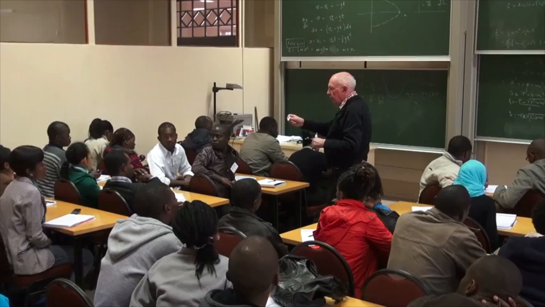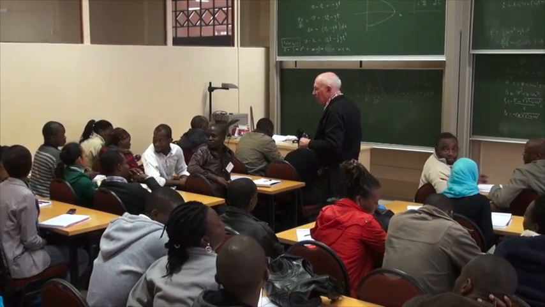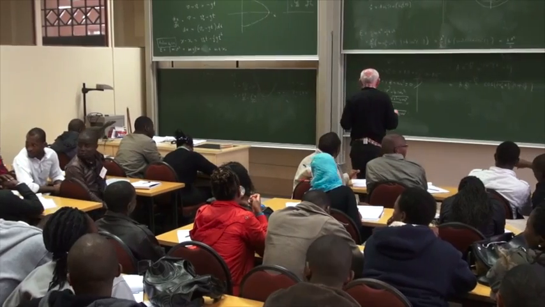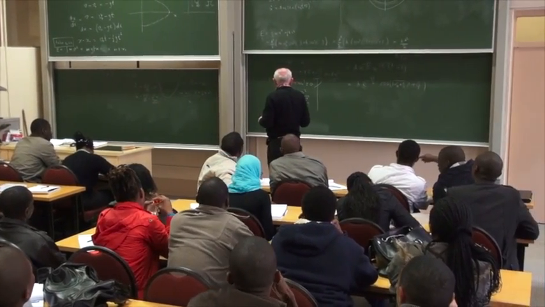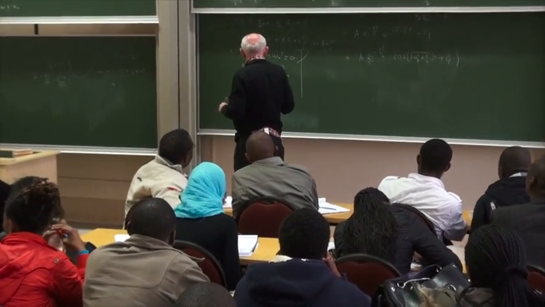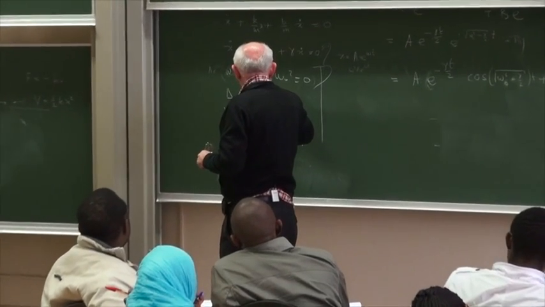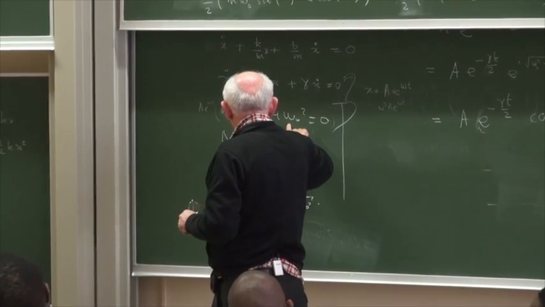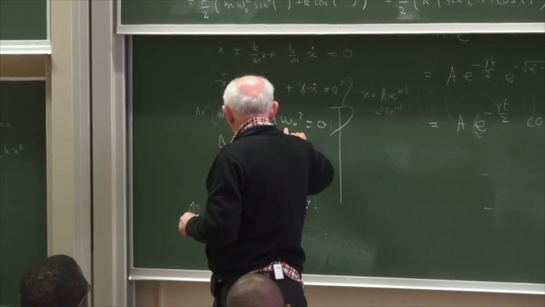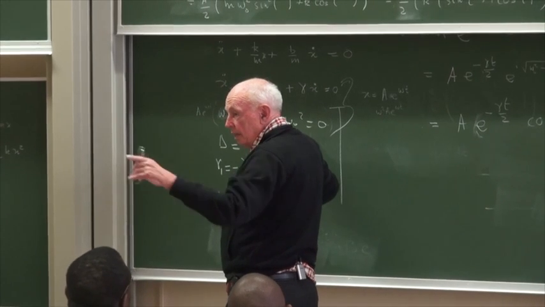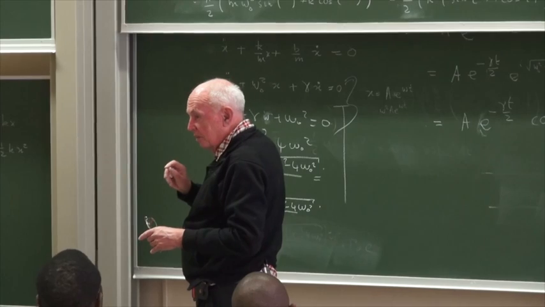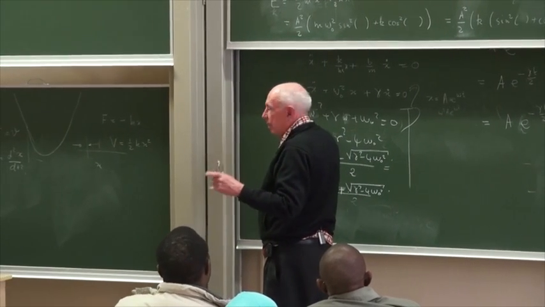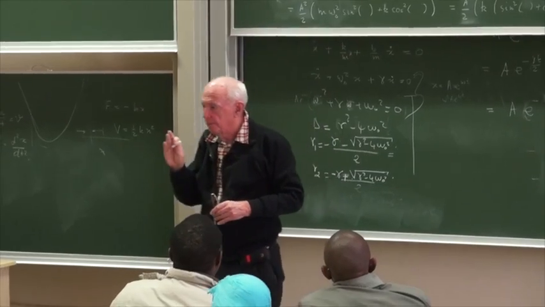Sorry, could you come here? Where is it? It's called minus omega squared plus. Here. Yeah, you're right. You did it well, but you did it too quickly. You see? Yeah, she's right. Because, no, you're not right.